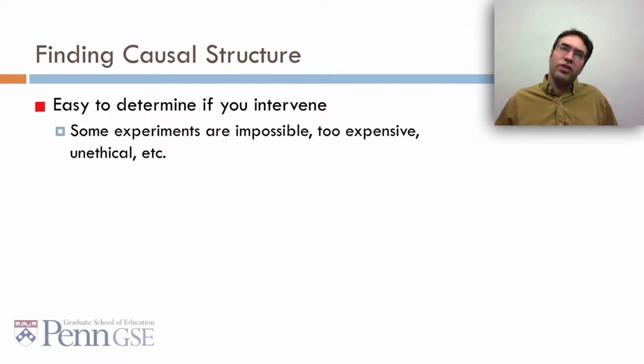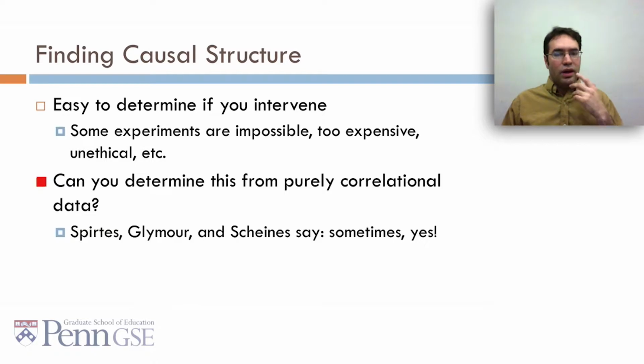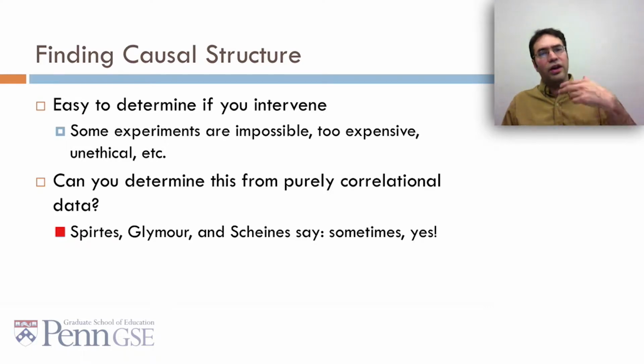So finding causal structure. One thing people often say is, well, why don't you just do a randomized control trial? That'll make it easy. The answer is that some experiments are impossible, or they're too expensive to run, or they're actually unethical. Sometimes you can find data sets from the real world that allow you to ask questions that you just can't really ask without it. Can you determine this from purely correlational data? Spirtes, Glymour, and Scheines say, sometimes yes you can. You can find causal structure that emerges from data, even if it's not obvious from the patterns of covariance.